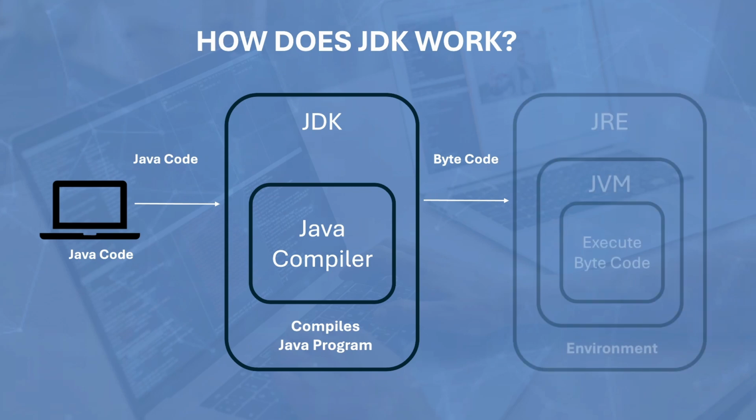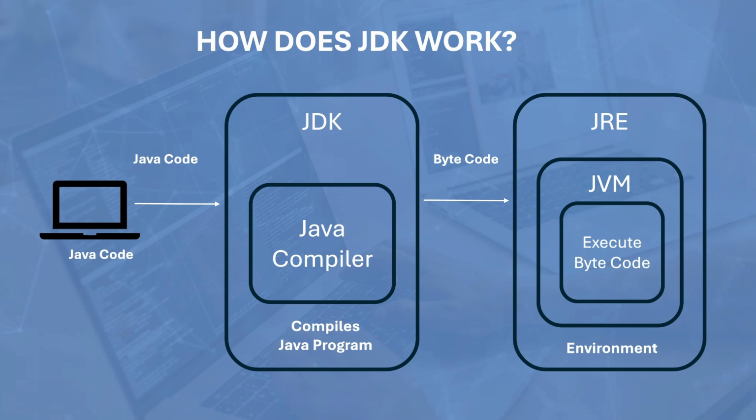Then the JRE basically provides us all the tools, environments, and JVM needed to execute the bytecode. And finally, the JVM reads the bytecode and executes it step by step. It ensures that the program runs smoothly and correctly on any type of platform, whether it be Windows or a Mac or something else. In summary, the JDK writes and compiles your program into bytecode, the JRE sets up the environment where your program can run, and the JVM takes the bytecode and executes it, making your program work on any computer.